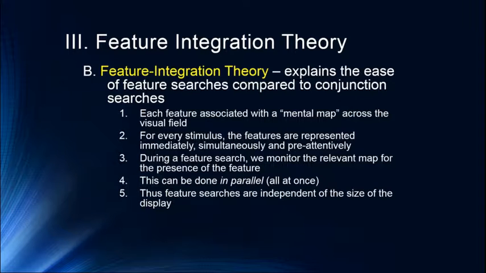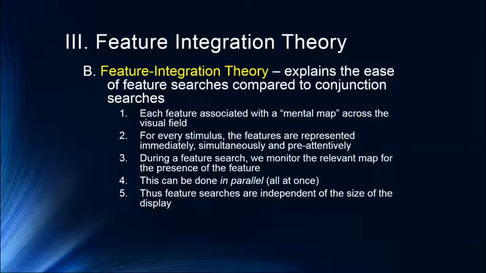So in feature integration theory, each feature is associated with a mental map across the visual field. You have a different map for each feature, color, shape, etc. So for every stimulus, the features are represented immediately, simultaneously, and pre-attentively. So you can basically see the entire visual field in front of you. So we call this being done in parallel. So during a feature search, we monitor the relevant map for the presence of a feature.